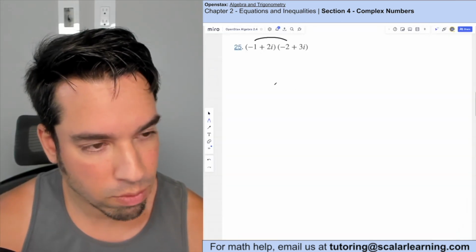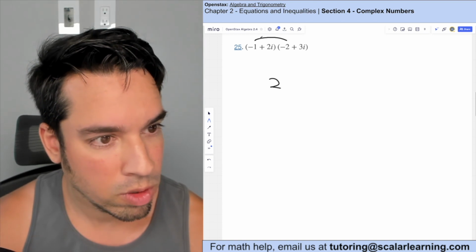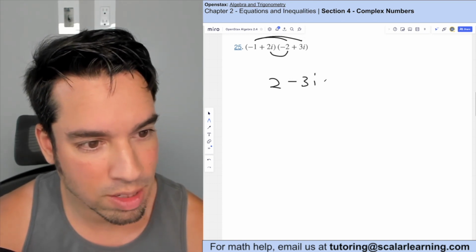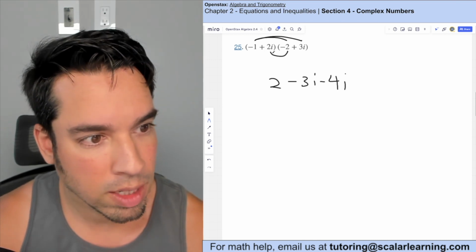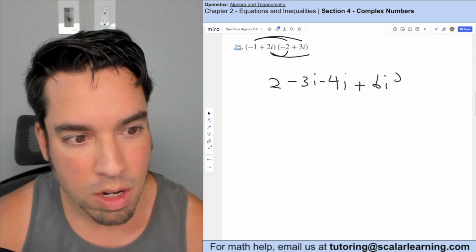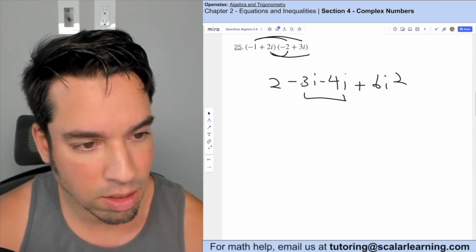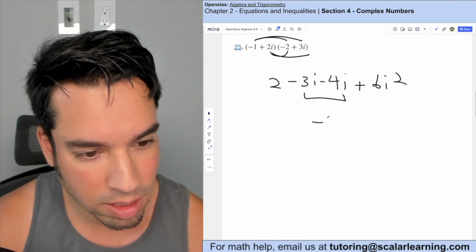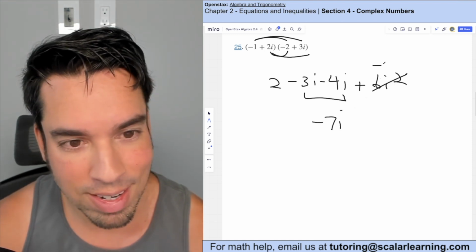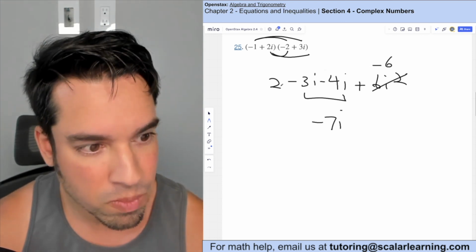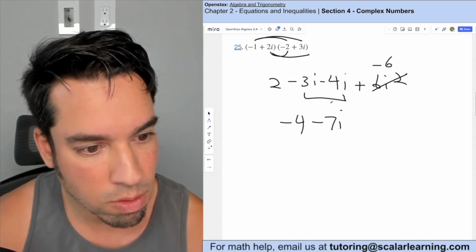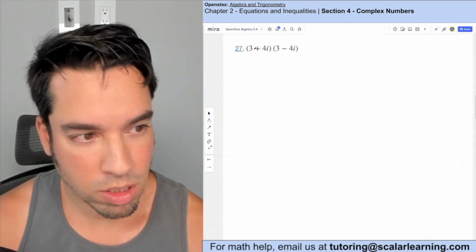Here we're going to do some foiling. So first, -1 times -2 is 2. Then we do the outer. -1 times 3i is -3i. Then we do that, which is -4i. And then we got the last, 2i times 3i, which is 6i squared. So again, these guys combine, -3i and -4i make -7i. Remember, i squared is -1, so that's really just a -6, or 6 times -1. So 2 and -6 combine to become -4 for the win. Done.